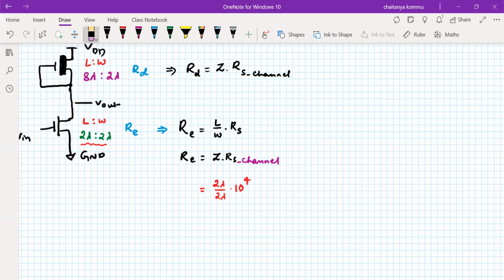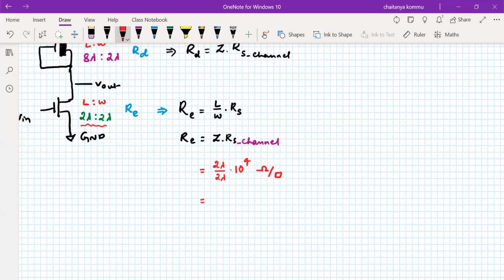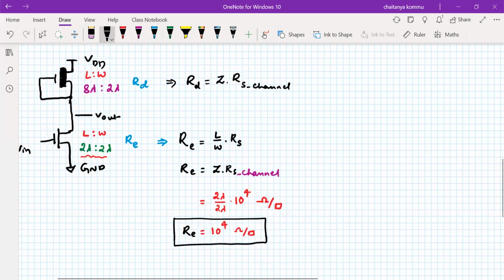Or I can simply write it in this way also: ohm per square. So this value becomes 10 to the power of 4 ohm per square. This is what we consider as RE, the resistance offered by this particular channel, this particular transistor.